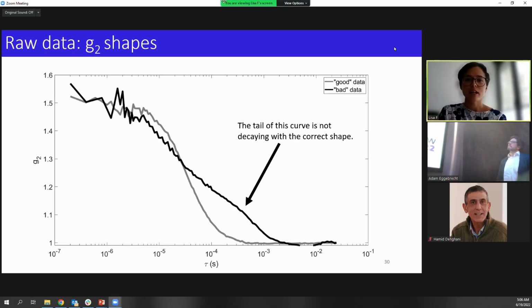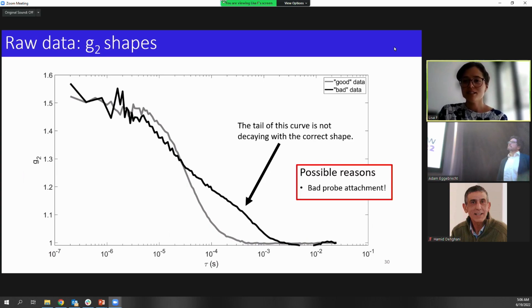The next point to look out for in these G2 curve shapes was to look at the decay in the tail. So you want to make sure that it decays properly following a double exponential form. The black curve that I include in this figure here clearly deviates from that form. Possible reasons, it's mainly due to bad probe attachment.